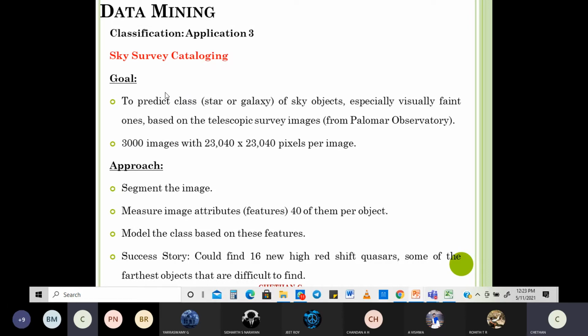So what is this example? The Sky Survey cataloging. What does it do? You are going to predict whether a star or a galaxy of star objects, especially visually faint ones... What is this?